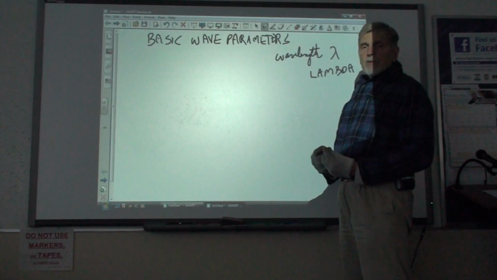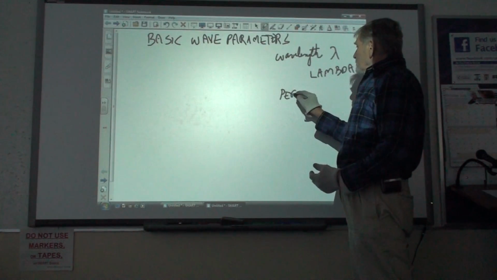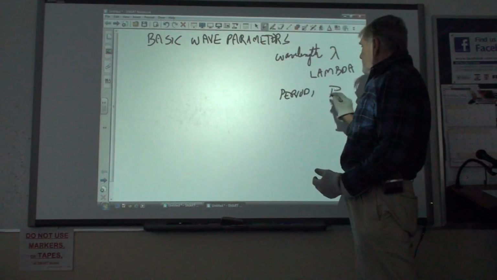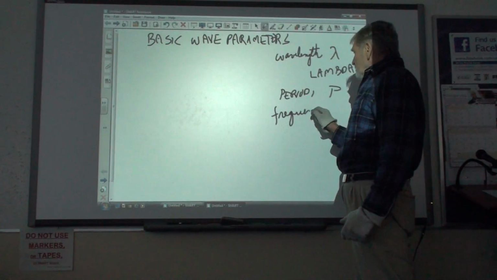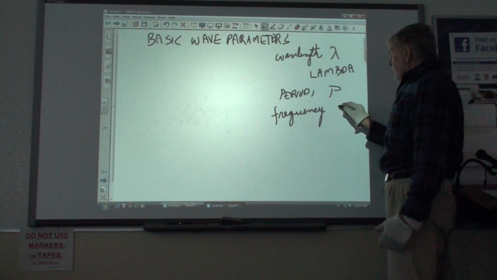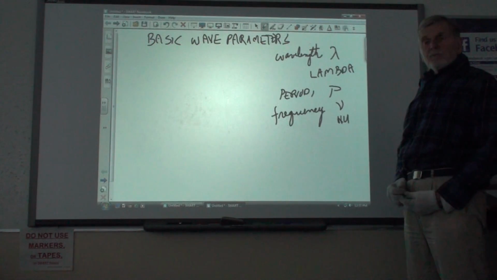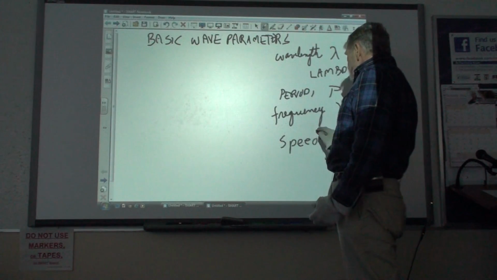And the second parameter that we will understand is the period. And we will call that by the capital letter P. And the third is the frequency. And for that we use the Greek letter nu, which is pronounced nu. And the fourth is the speed with which the wave travels.